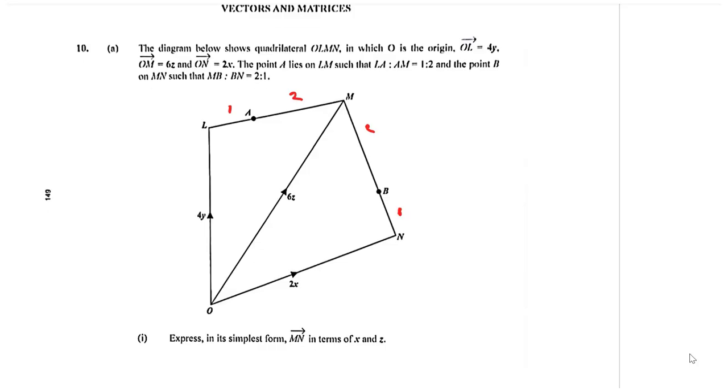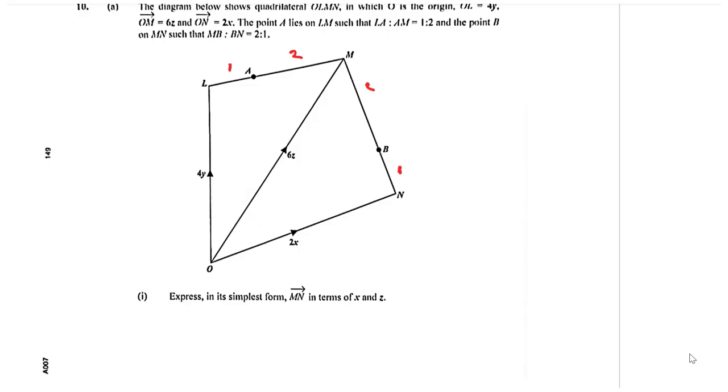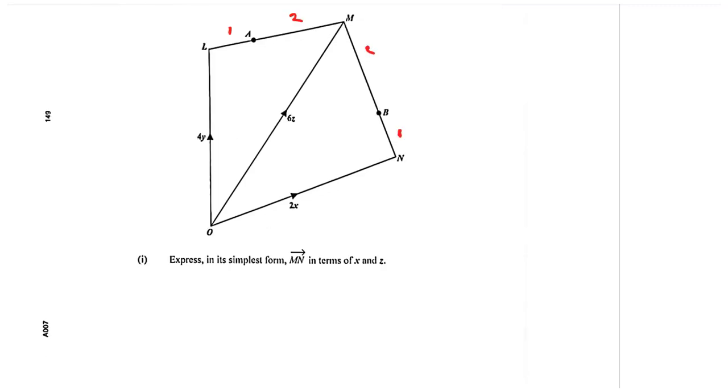Now the question says, let's move to the question. It says express in its simplest form vector MN in terms of x and z. Now vector MN means we are starting at M and we are ending at N. Therefore, we need to find an alternative path in the form of a triangle to end at N. So the alternative path would be MO and then O to N. If we add those two, we get the vector MN.